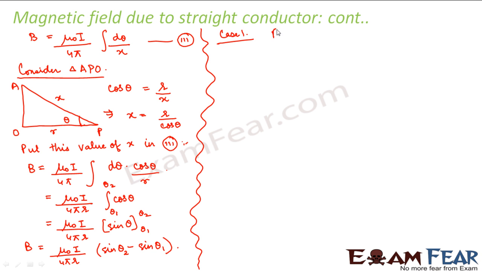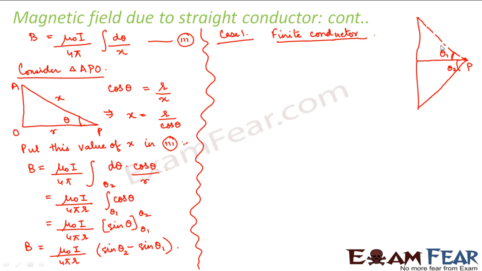In the first case, we consider that the conductor is a finite conductor. That means the length of the conductor is finite. So if the conductor is a finite conductor, which is this angle theta 1 and theta 2 I am talking about. Theta 1 and theta 2 are the angles which the ends of the wire subtend at this point where I have to calculate the magnetic field, right? So I call these theta 1 and theta 2.